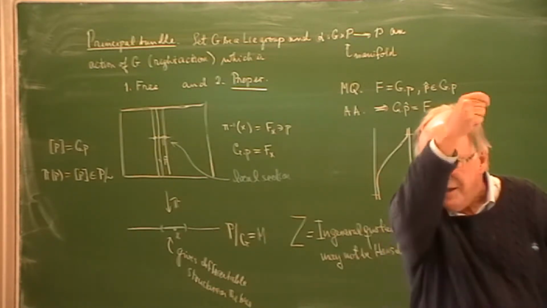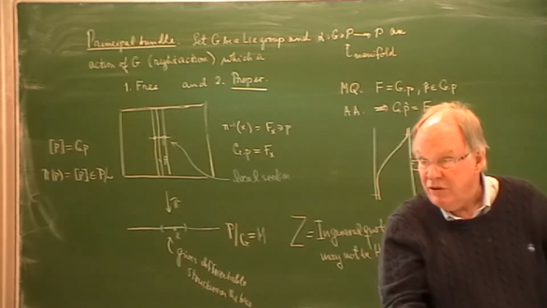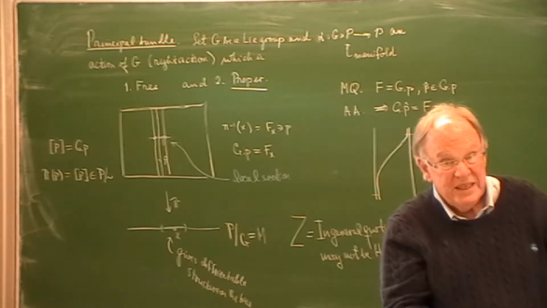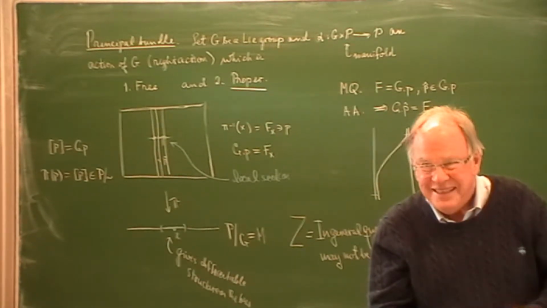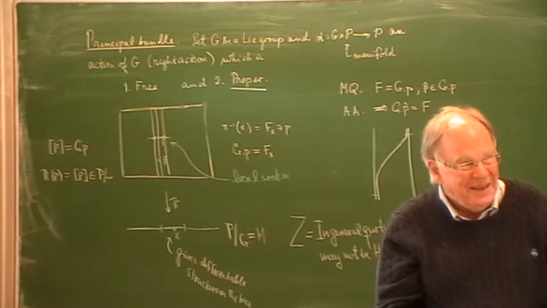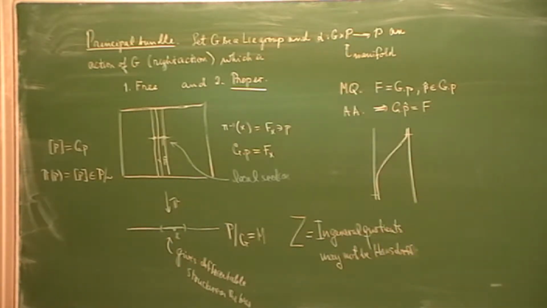There's no question about it. Given a point, I can identify that orbit with the group. But the identification depends on the point. Yeah? So you see what I'm saying? The fiber is not a group. The fiber is an orbit of a group, which you can identify with the group. Okay? That's the principal bundle.